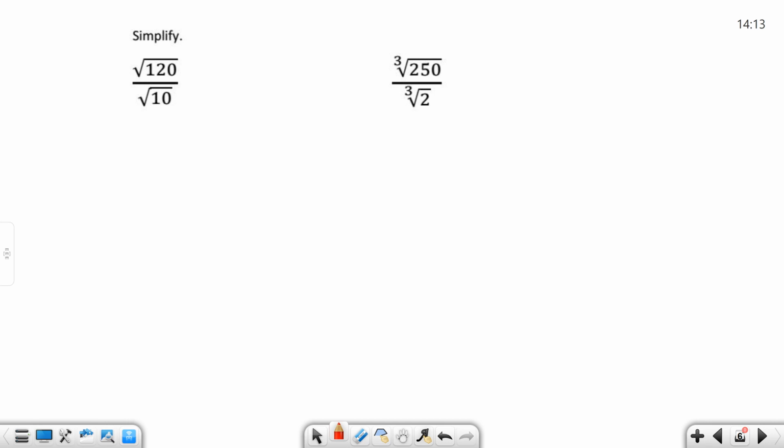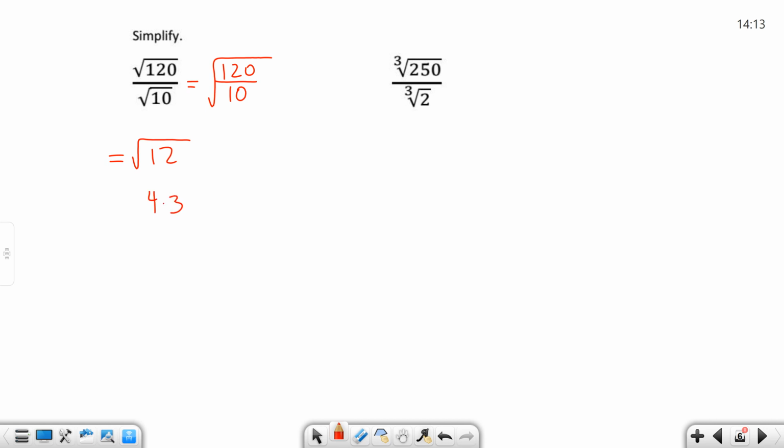So let's simplify. These are the same index. What's understood to be there if nothing's written there? 2. So you can say this is going to be the square root of 120 divided by 10. They're under the same one. Then I would rather simplify this and then worry about what comes out of the radical at the end. So this is going to be the square root of 12. And then I say, okay, now let me simplify this.